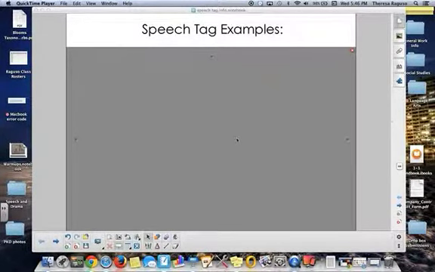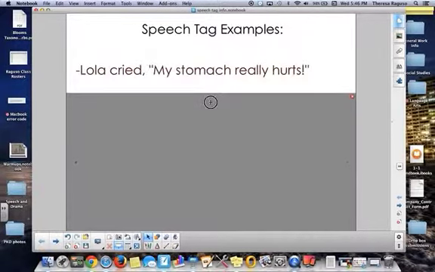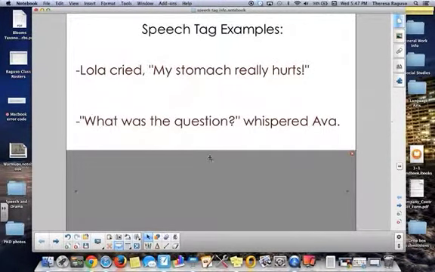Some examples of speech tags are as follows. Lola cried, "My stomach really hurts." Lola cried is our speech tag. Who said that their stomach hurts? Lola. And how did she say it? She cried.